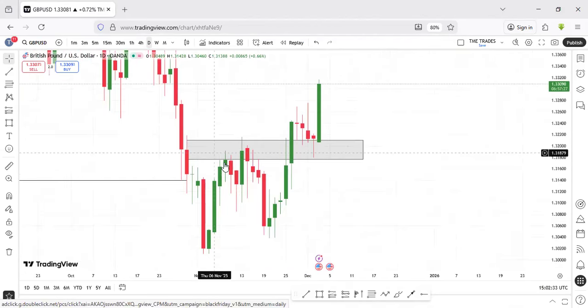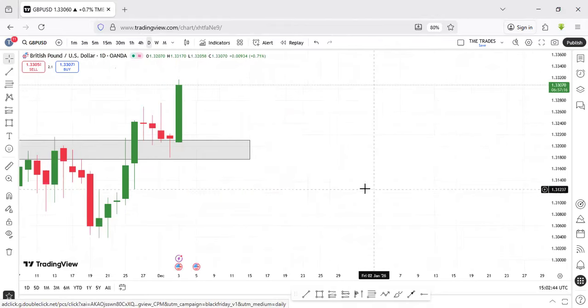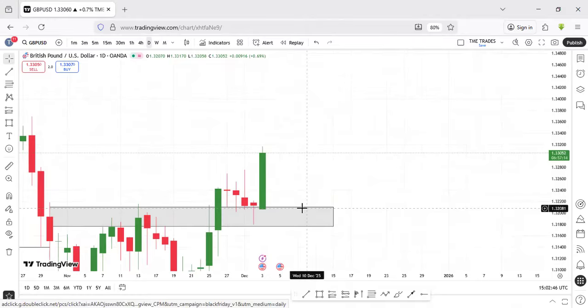As you can see, this market served as a resistance for some days, and finally market broke it to the upside. Now it has tested it and continued moving to the upside. Now, looking at it right now, what do we have?